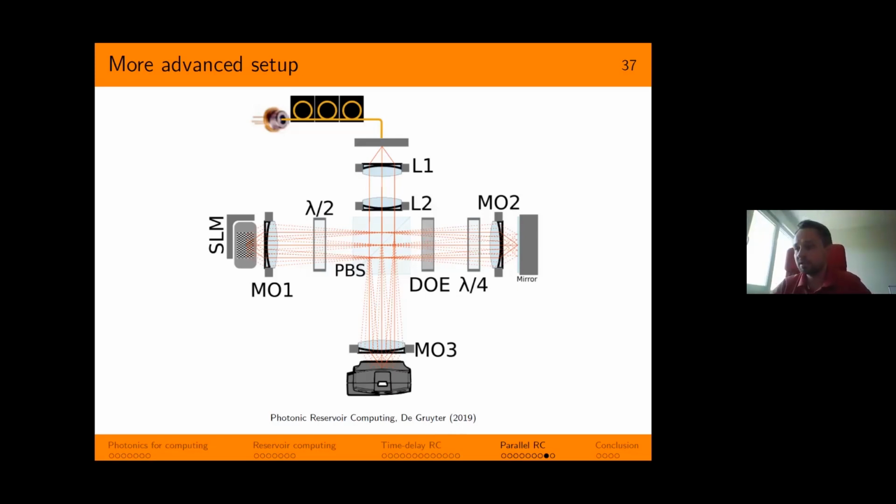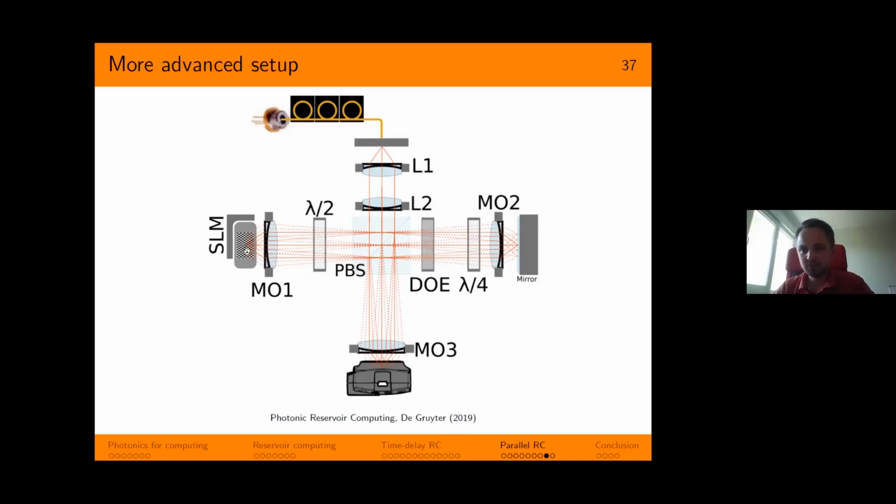So first of all, the recurrency of the reservoir computer, or the cavity between the SLM and the mirror here, is fully optical. So the recurrency of the system is fully optical as well. And the second key difference here is this element that I didn't mention, the DOE, and it's a fancy name for just a piece of glass that is unpolished. So you can't really see through it. And what it does, when light passes through it, it deviates it slightly to the sides.